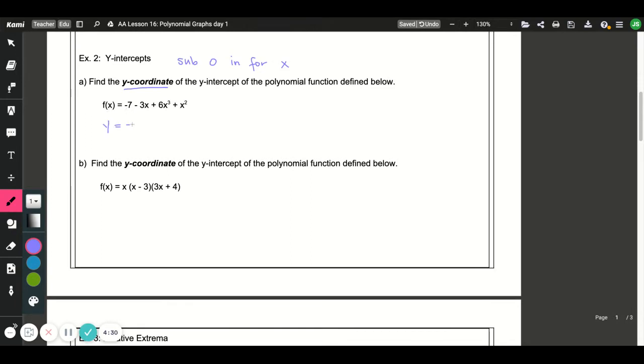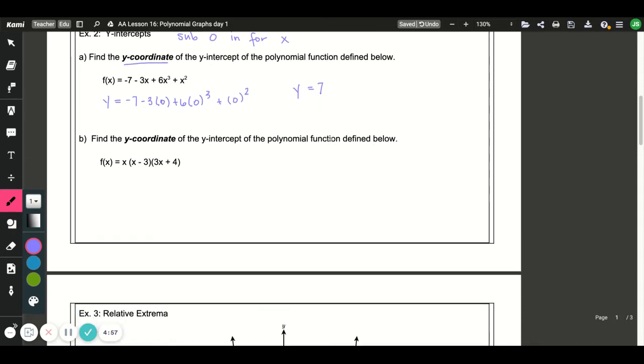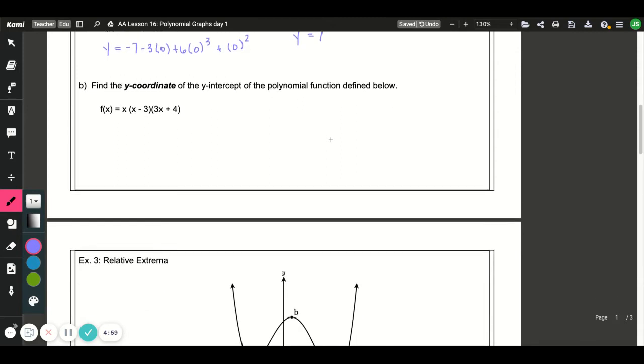equals -7 minus 3 times, we're going to put a 0 in for that x, plus 6 times, we're going to put a 0 in for x, plus we're going to put a 0 in for x. So that is 0, that is 0, that is 0, and you just get -7. So again, pause the video and try B.